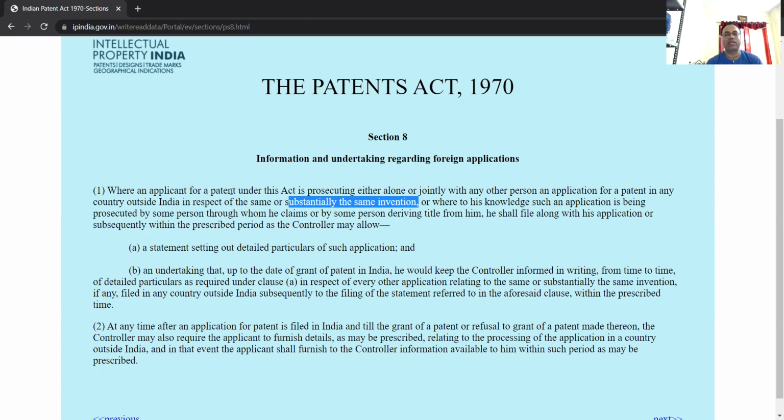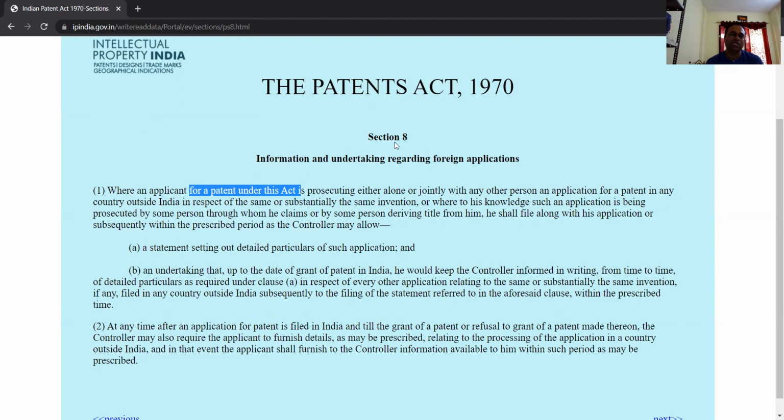Where an applicant for a patent under this act, that means an applicant has filed a patent in the patent office in India, but similar technology, similar area, he also filed outside India, and that is under prosecution. And this application in India, both are under prosecution. So both are under prosecution. None of them has been granted. Specifically, we are interested in India. If they are not granted, it is under prosecution.